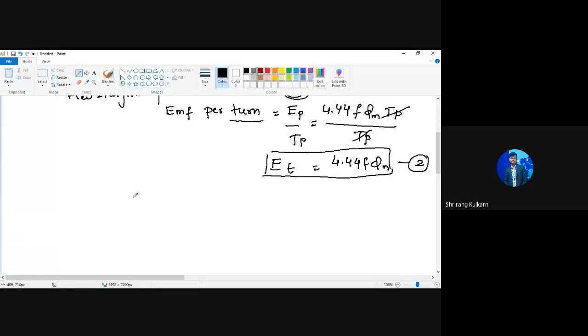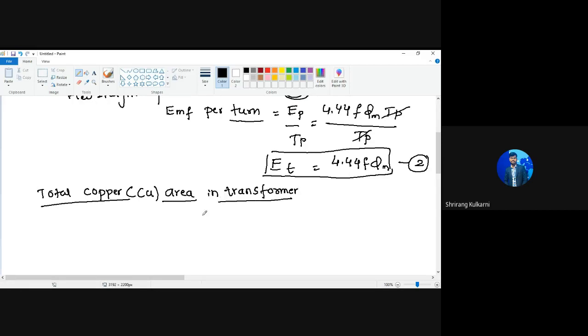Okay, next we shall move on to the next. We have to calculate the total copper area in the transformer. What do we have to calculate? Total copper, I am writing short CU. Okay, copper area in transformer.